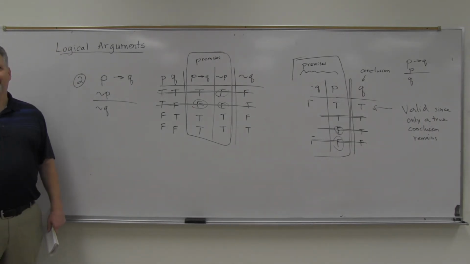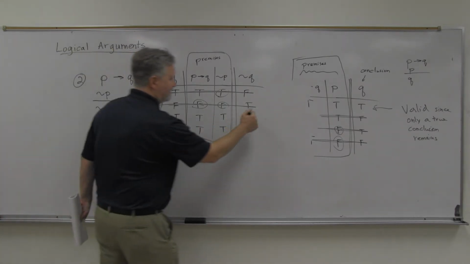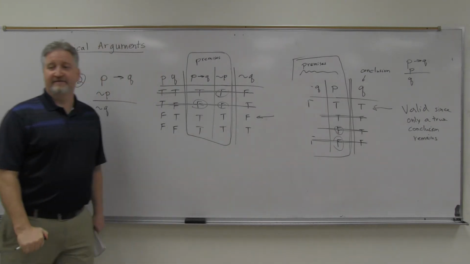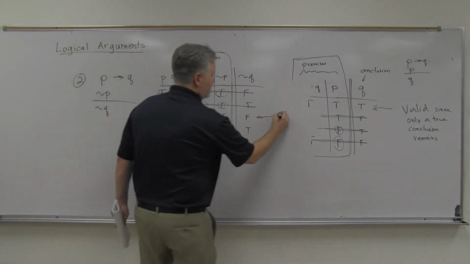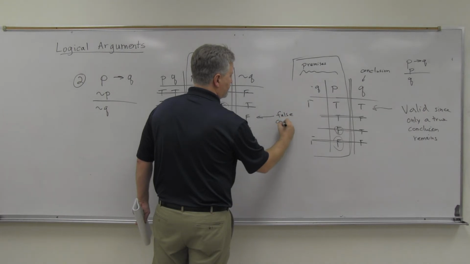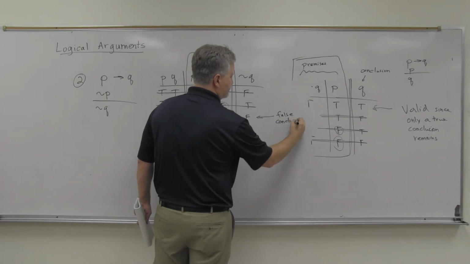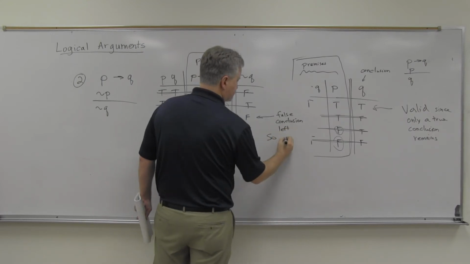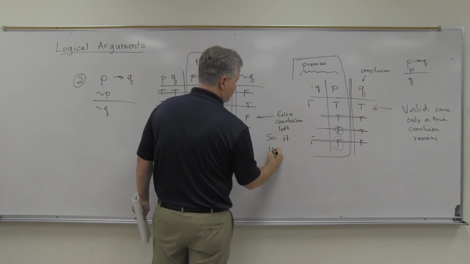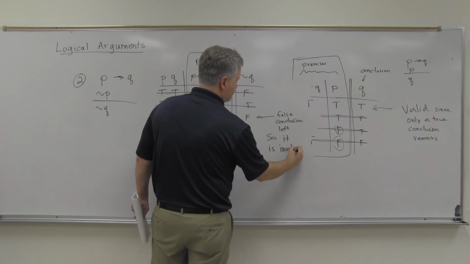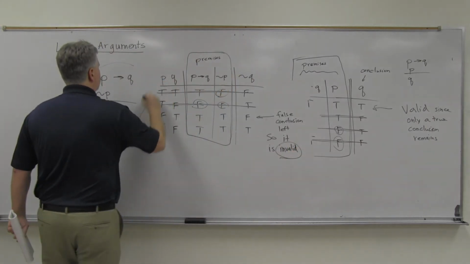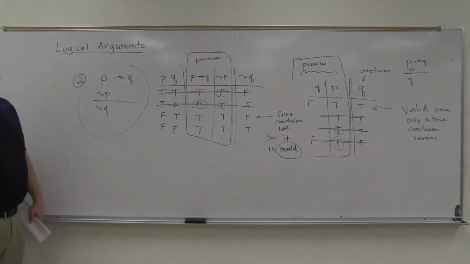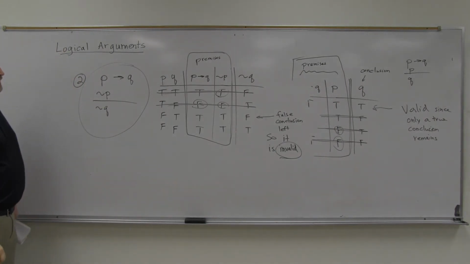So that's step 2. Step 3, is this one valid? No. It's not valid, is it? Why? You got a false conclusion left. Even though one of them's true, there is a false conclusion left. So this argument is invalid. This one right here is invalid. All right? Question or concern?